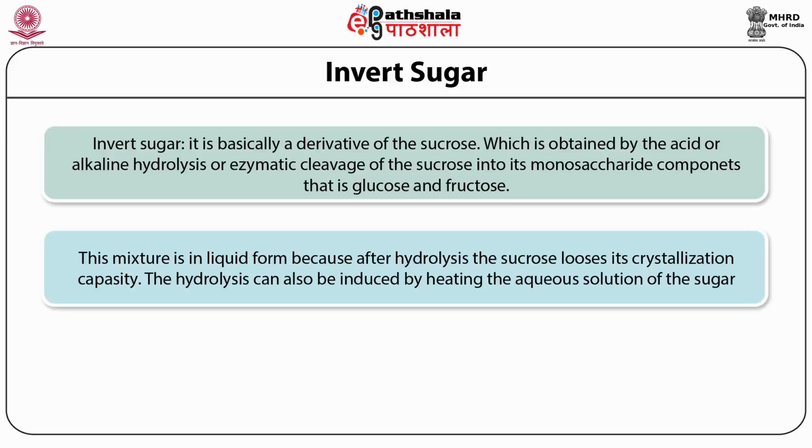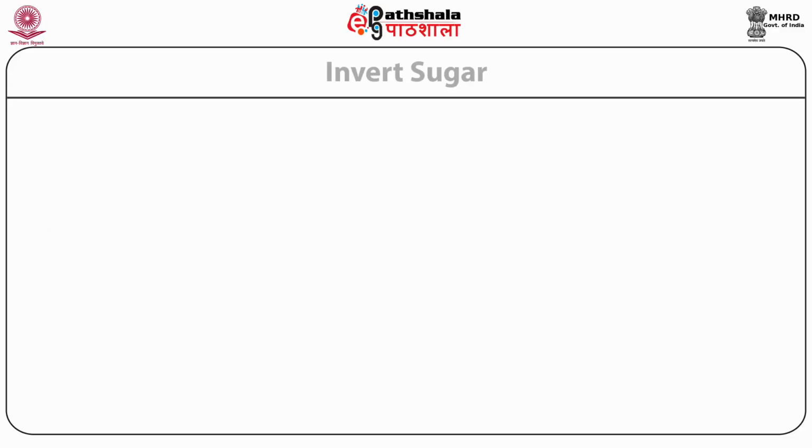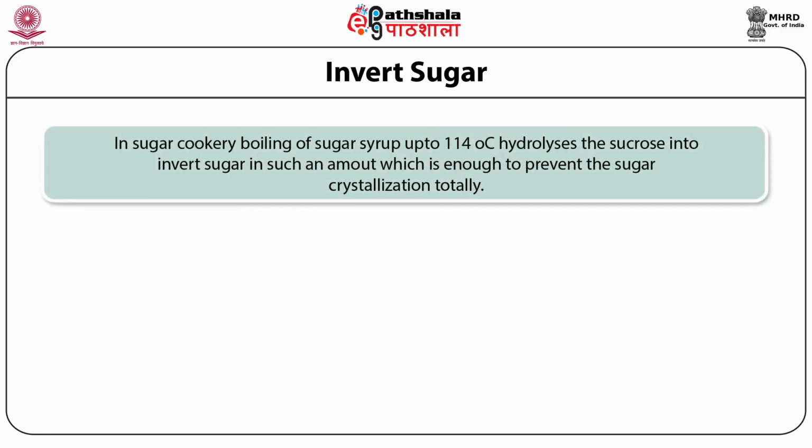The hydrolysis can also be induced by heating the aqueous solution of the sugar. In food science, invert sugar can be made from boiling sucrose with lemon juice or any other type of acid. This phenomenon is very useful in making crystalline and non-crystalline candies, where crystal growth needs to be controlled or retarded and checked. In cookery, boiling of sugar syrup up to 114 degrees Celsius hydrolyzes the sucrose into invert sugar in such an amount which is enough to prevent the sugar crystallization totally.